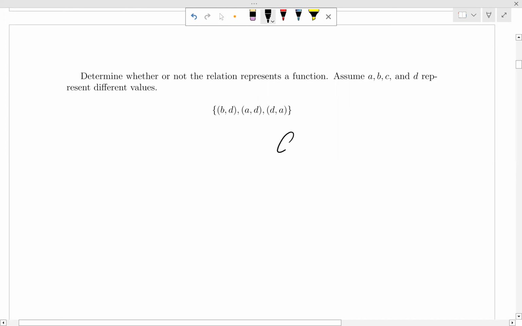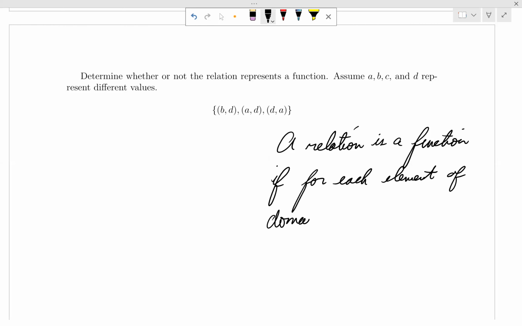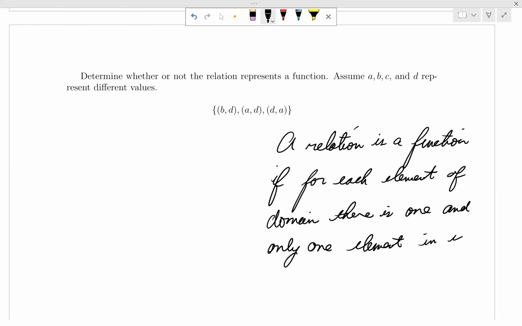So a relation is a function if for each element of the domain there is one and only one element in the range. And only one, I'm going to underline.